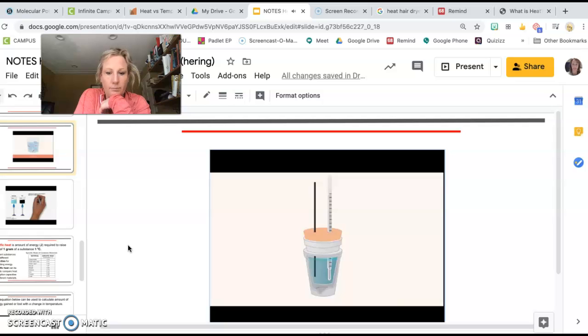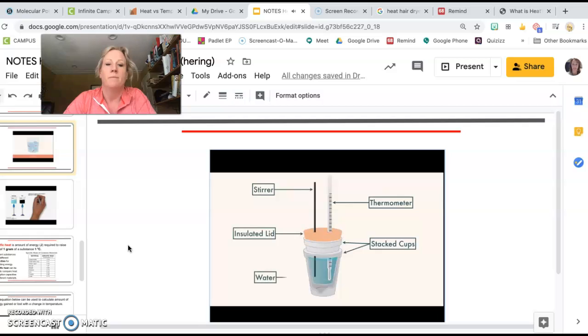All you need to do this at home is 2 stacked styrofoam cups, a thermometer, a lid, a stirrer, and a known volume of water. Let's say you have all of this ready to go, and you've read the initial temperature of water.